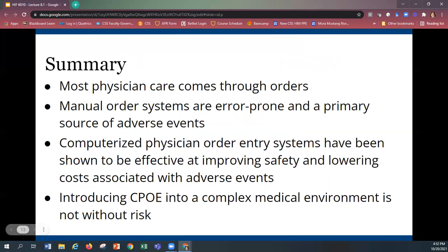So in summary, most physician care comes through orders. Manual order systems are error prone and a primary source of adverse events. Computerized physician order entry systems have been shown to be effective at improving safety and lowering costs associated with adverse events. And lastly, introducing CPOE into a complex medical environment is not without risk, right? Health informaticists involved in the deployment and management of such systems should be aware of potential pitfalls in the use of these tools.